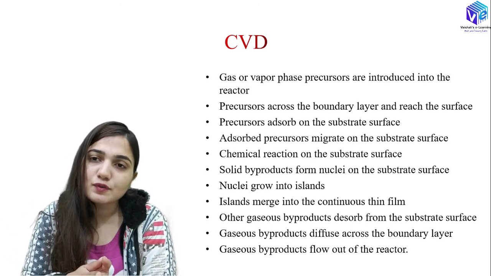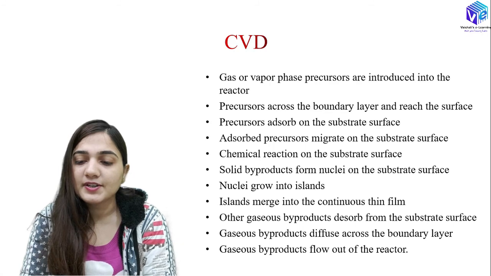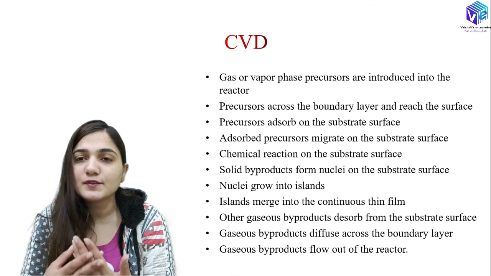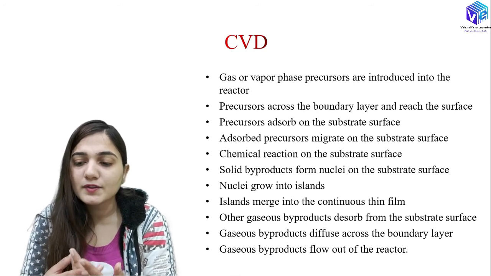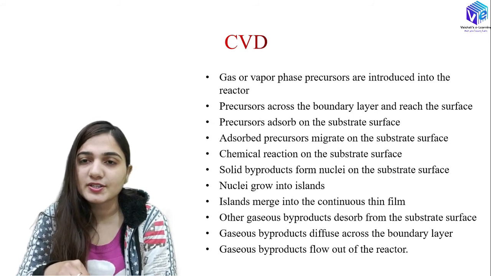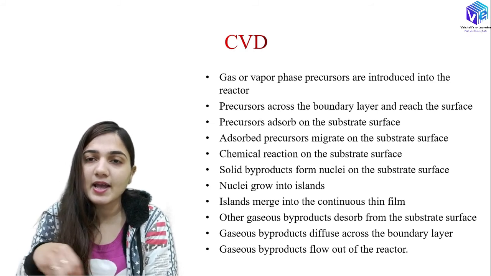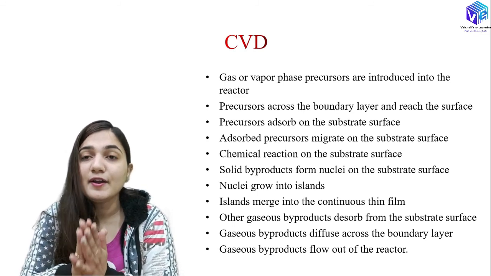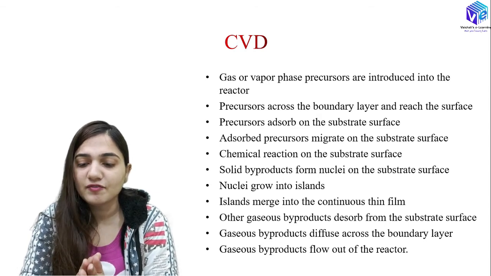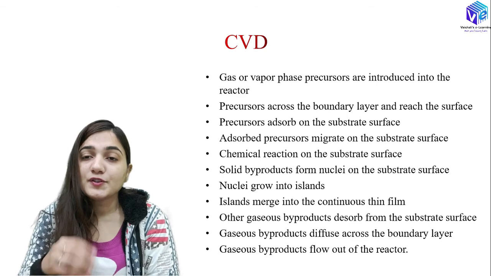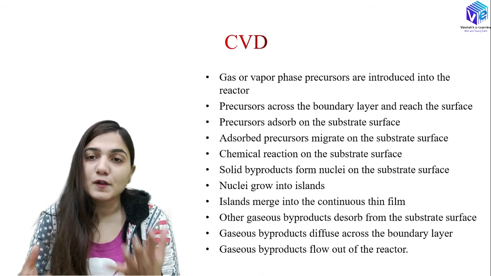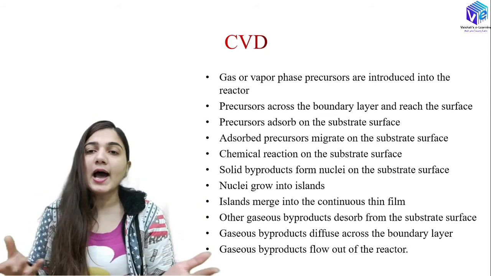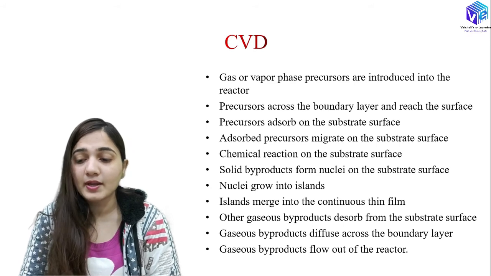Now the chemical reaction is going to happen. When the chemical reaction happens, we form a solid byproduct. The solid byproduct forms nuclei, and the nuclei are present on the substrate surface. The nuclei then combine and grow into islands. Now the islands also combine and grow into the form of a continuous thin film. So first of all, what are we forming? The solid byproducts, which are also termed the nuclei, and the nuclei combine and form the islands. Now the islands combine and form the thin film.